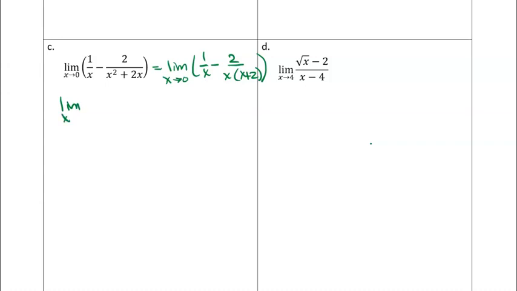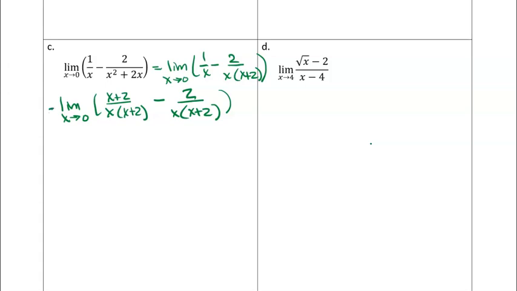So again, I'm carrying along the limit and I'm going to multiply 1 over x by x plus 2 over x plus 2, because x plus 2 over x plus 2 is just 1. What I'll end up with is x plus 2 over x times x plus 2. Now it has the same denominator as this other one. Okay, now I have the same denominator, and isn't that convenient, because I have x plus 2 minus 2.